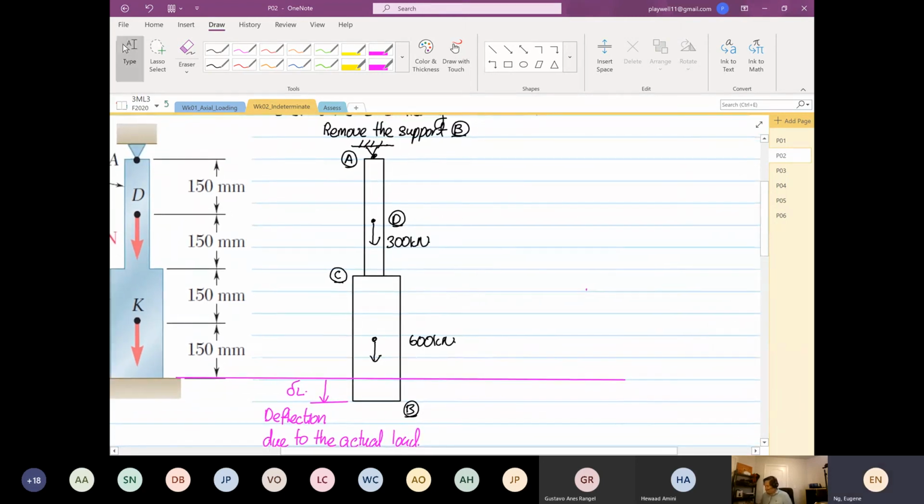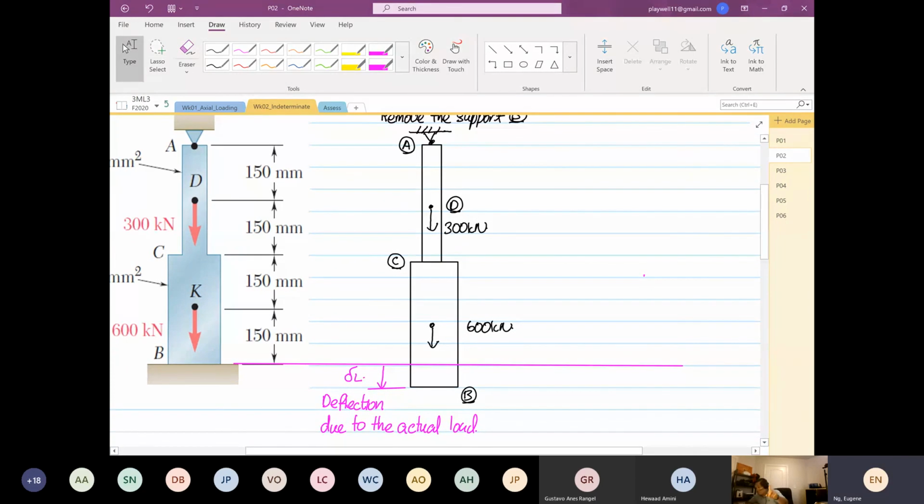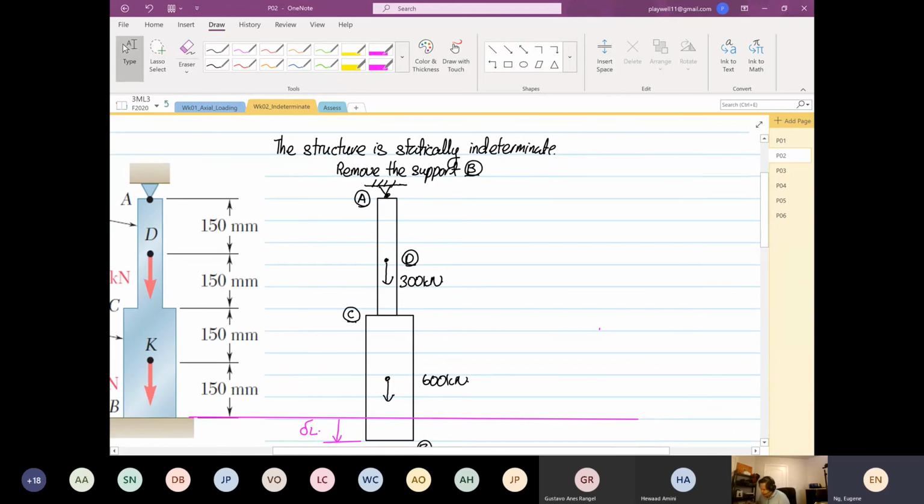Okay, right. Then the next one comes in. So in real life, there is no delta L. In real life, this beam is sandwiched in between the supports A and B. So what we did in the analysis is we took out support B, so it grows longer. Then after that, the next step is we're going to add the redundant load.